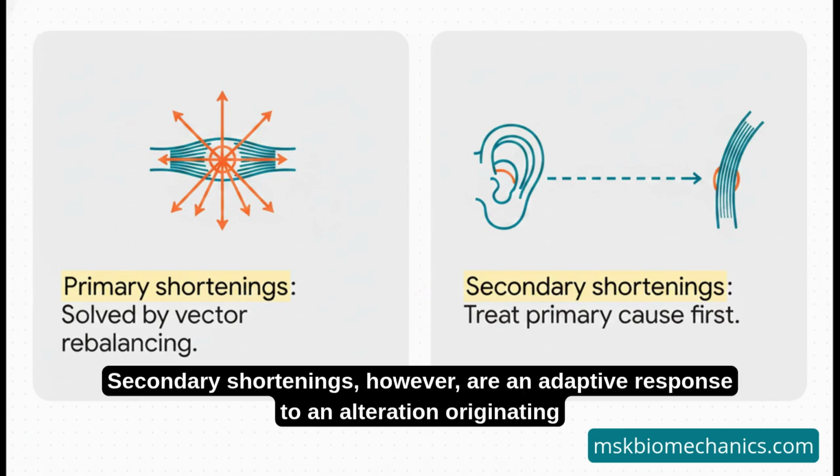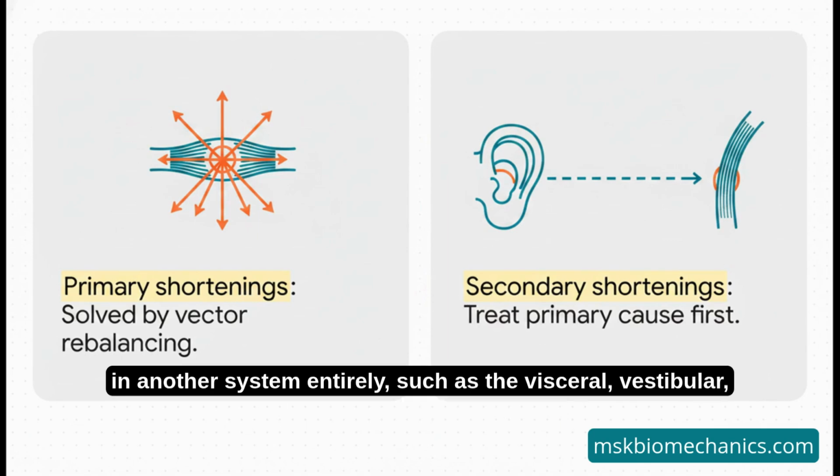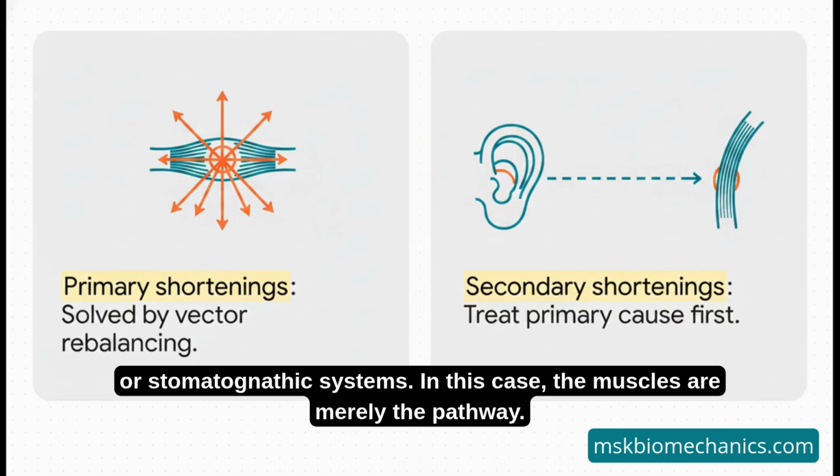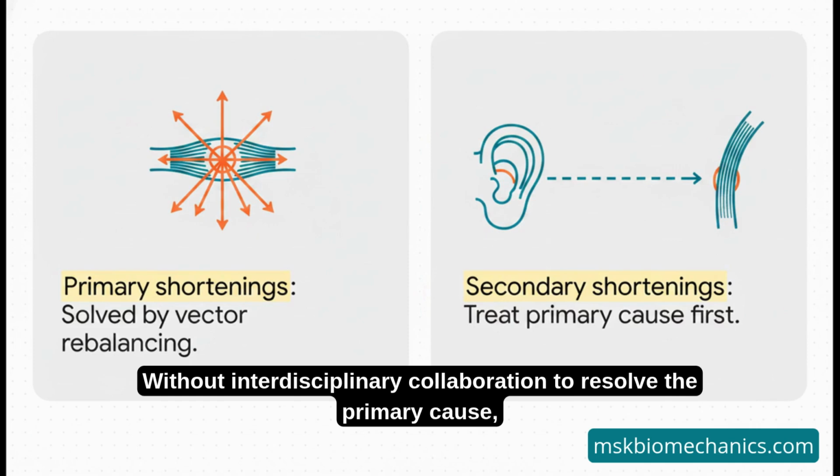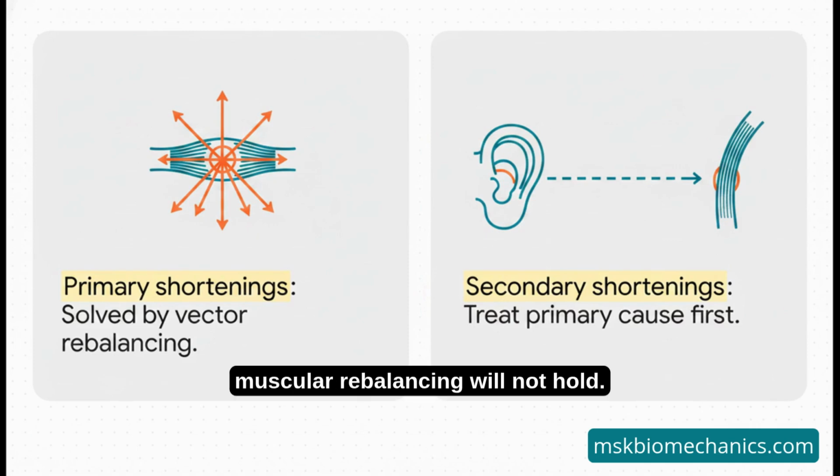Secondary shortenings, however, are an adaptive response to an alteration originating in another system entirely, such as the visceral, vestibular, or stomatognathic systems. In this case, the muscles are merely the pathway. Without interdisciplinary collaboration to resolve the primary cause, muscular rebalancing will not hold.